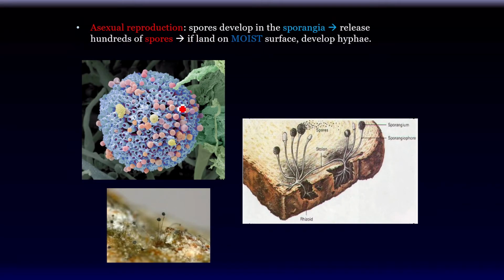So here it is, the spore producing factory over here. This is from a common bread mold. This is some bread or a cake, whatever it is, and here's the spore producing sporangia.